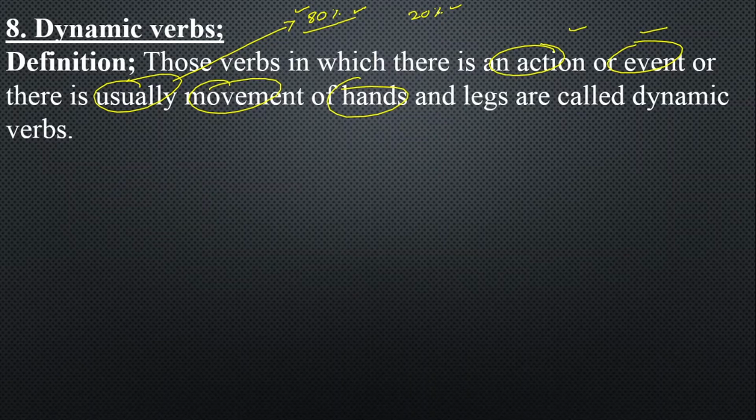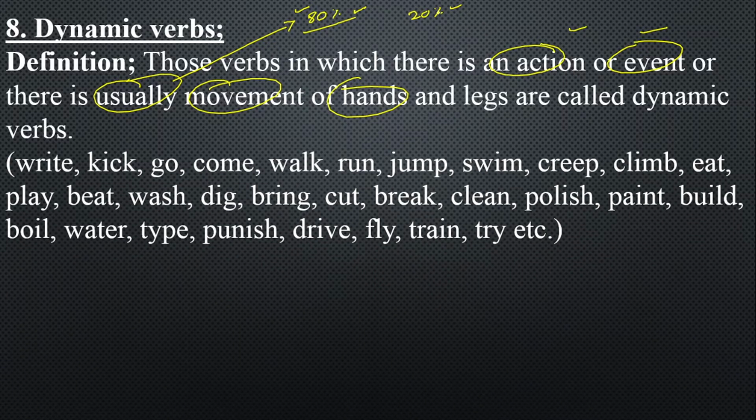So those verbs in which there is an action, always the actions happen and there are events, and usually movement of hands and legs, are called dynamic verbs. Now there are a lot of dynamic verbs. Some of them I've collected in order to make you understand that these are called your dynamic verbs.